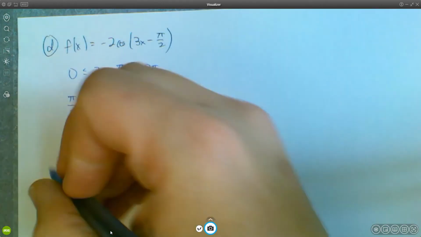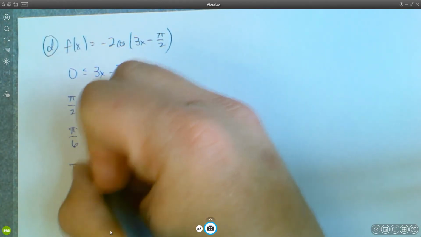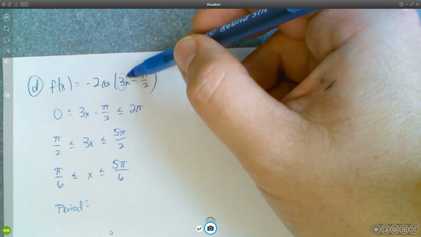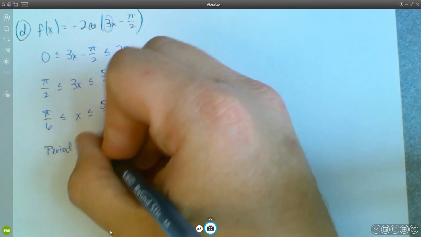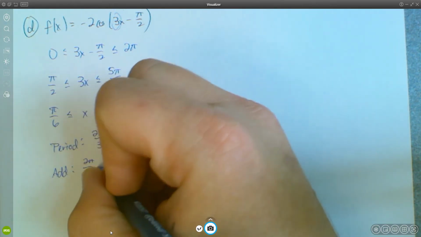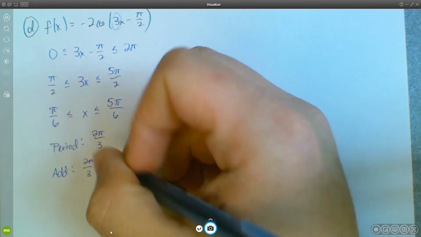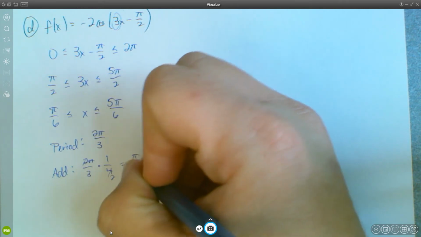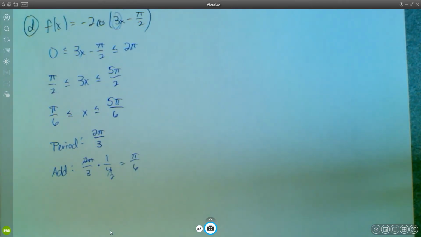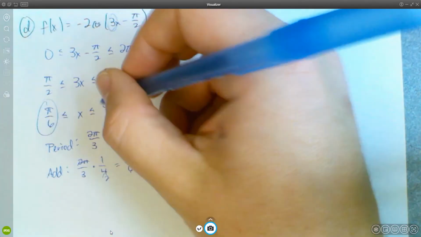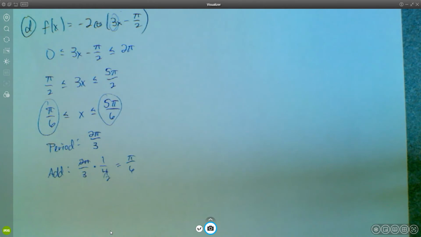Okay. Now if you're thinking about what is the period, it's 2 pi divided by 3, right? Because we're multiplying x by 3. So the period is 2 pi over 3. So what are we going to add? We're going to add 2 pi over 3 divided by 4. So that's pi over 6. So we're going to add pi over 6. Okay? Starting here and ending there. Let's do it.